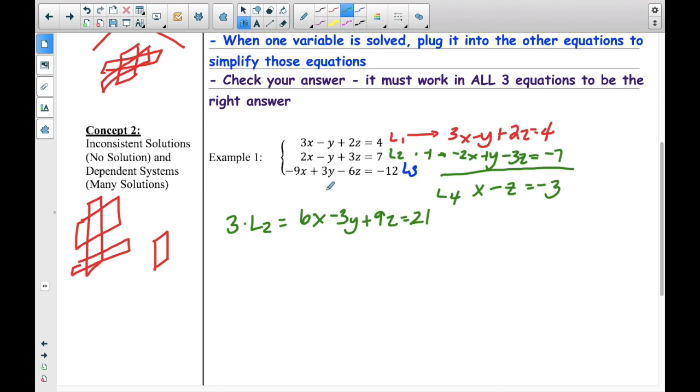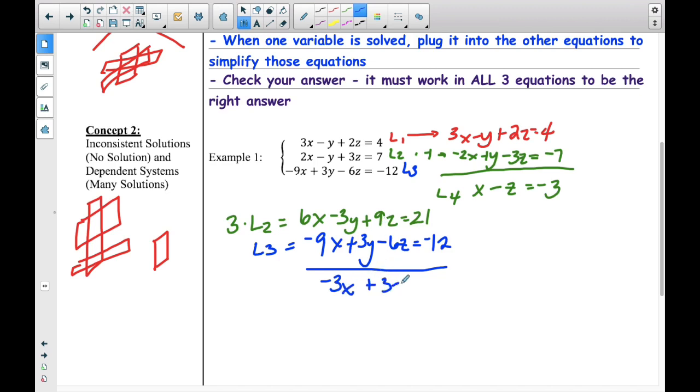And then I'm going to add to that my L3, and L3 I'm just going to keep as it is, -9x plus 3y minus 6z is equal to -12. And the reason I wanted to match my y's up to make those drop off is because the y dropped off over here. So this way I can make my y's drop off again. So now if I add these, I get a -3x plus 3z is equal to 9. And I'm going to call this L5.